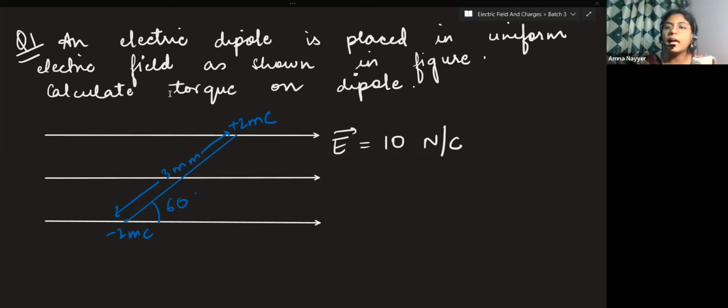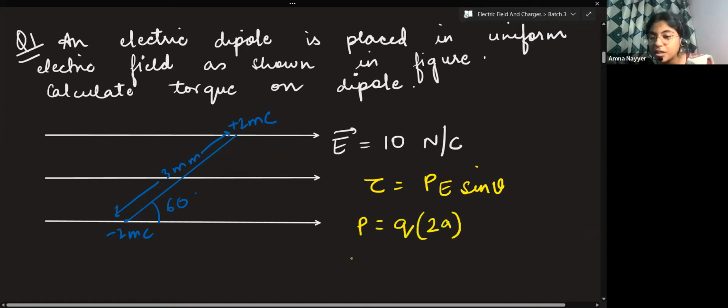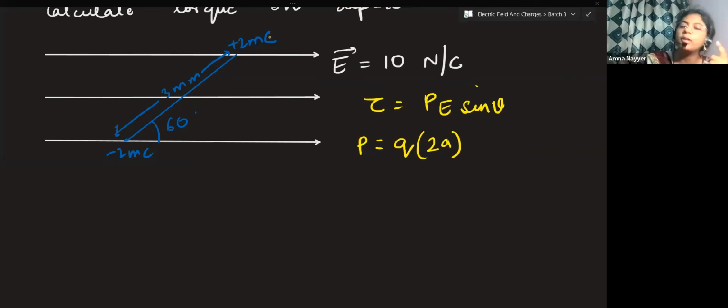So see, for calculation of torque, what do we require? Torque is equal to P cross E, means PE sine theta. Now, we don't know P because P is not directly given to you. But we have studied dipole moment is charge multiplied by the separation between the charges. Now see, charge is given to you, 2 millicoulombs. 2 into 10 to the power minus 3.